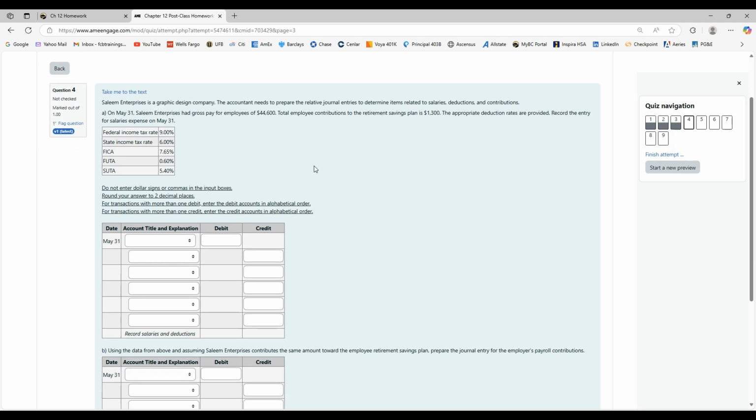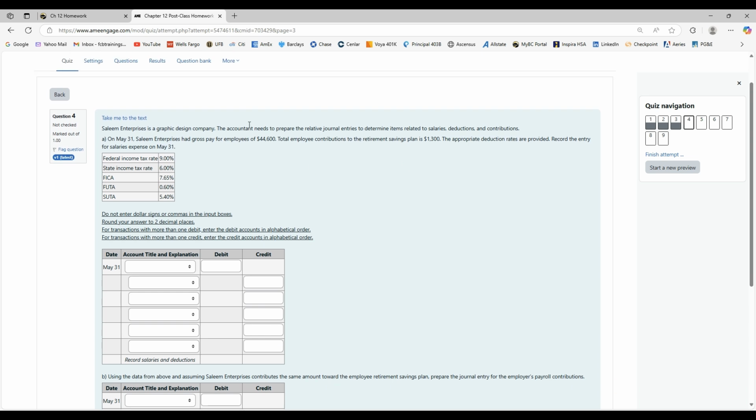Okay. All right. So Salim Enterprises, graphic design company. Okay, the accountant needs to prepare journal entries, salaries, deductions, and contributions. Okay. So here we see gross pay of 44,600. I'm just going to be typing this in my Excel off to the side. So gross pay is 44,600. Employee contributions to retirement savings is 1,300.